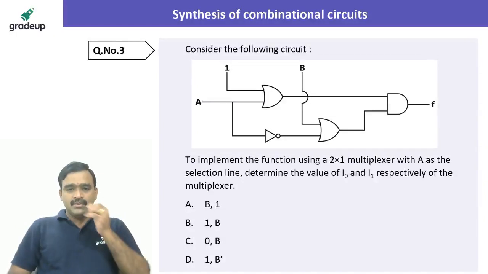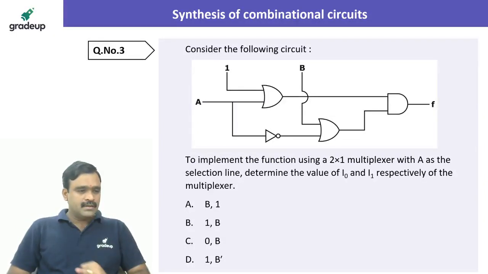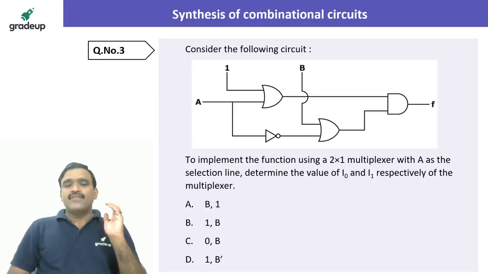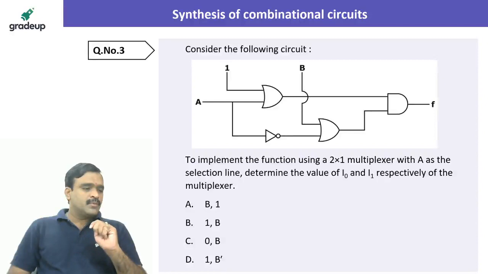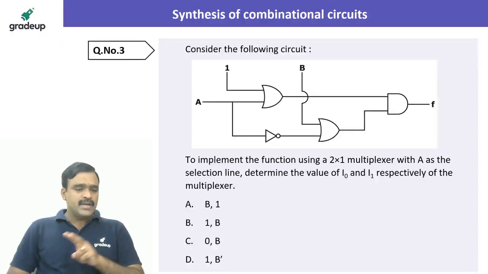Consider the following circuit. So there is a circuit here. What you have to do is implement the function using the 2x1 multiplexer with A as the selection line, and determine the values of I0 and I1 respectively of the multiplexer. So we are supposed to implement this with the help of a multiplexer. Now if you observe the output of this function, based on that we can select the multiplexer inputs. Is it clear?